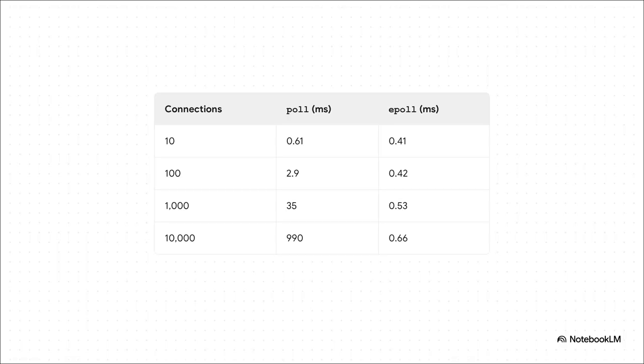This table says it all. It shows the time it takes to handle connections using an old method called poll versus a newer one called ePoll. Now just look at that 10,000 connection mark. The old way takes nearly a full second. The new way? Less than 1 millisecond. That is a revolutionary jump in efficiency. This new approach, known as non-blocking I/O, which is basically a way to handle many tasks at once without waiting around, is the engine that powers modern reverse proxies and solved the C10K problem for good.